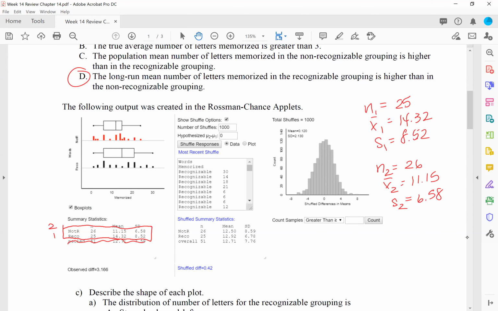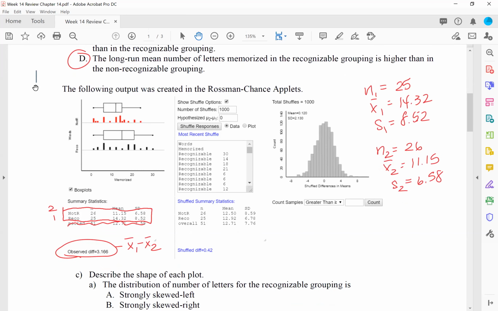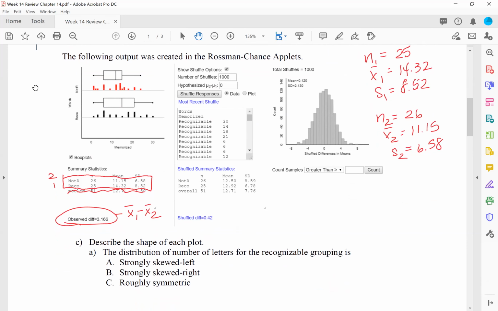Are you guys following where we found all those different values? Yep. Okay. But what does this observed difference down here represent? Would that be just the difference in proportions? Difference in means. Oh, difference in means. Okay. So that's going to be X bar 1 minus X bar 2, because this is quantitative data. So that's looking at the 14.32 minus the 11.15. Sweet. Okay. All right. So what do you guys think about the shape of each of those distributions?